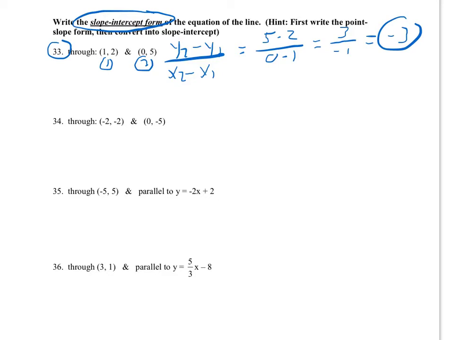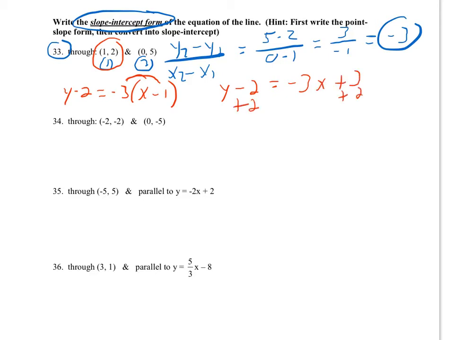Now if we put that in point-slope form, we would use this point: y minus the y value equals the slope times x minus the x value, which gives us y minus 2. I have to distribute that negative 3, and I get negative 3x plus 3. I add 2 to both sides, and we get y equals negative 3x plus 5.